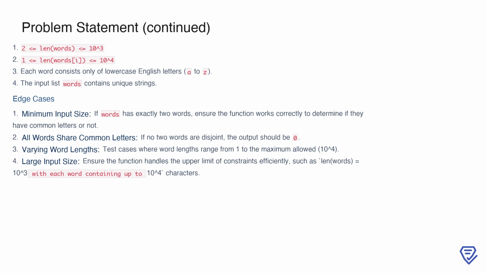Some important edge cases to consider include when the input has the minimum size of 2 words, where we must verify if they share any common letters. Another case is when all words in the list share at least one letter, resulting in an output of 0. We also need to handle varying word lengths effectively and ensure that the solution performs efficiently when dealing with the maximum constraints, such as 1,000 words with each being up to 10,000 characters long. Addressing these scenarios is crucial for a robust solution.